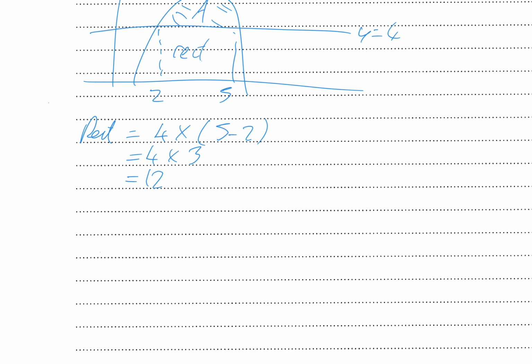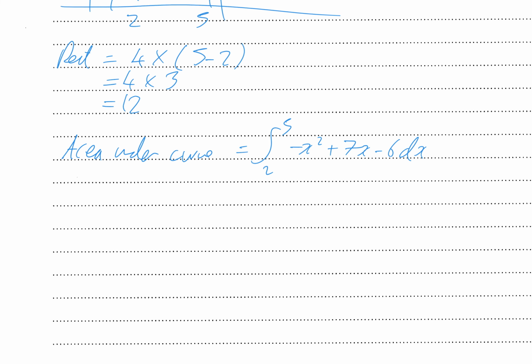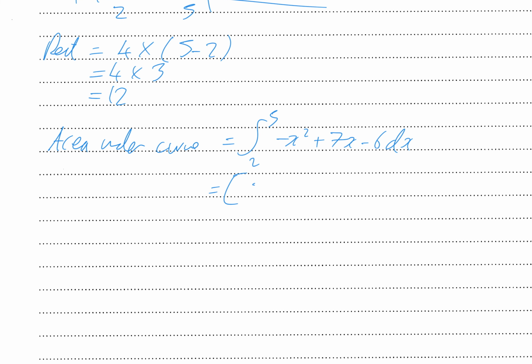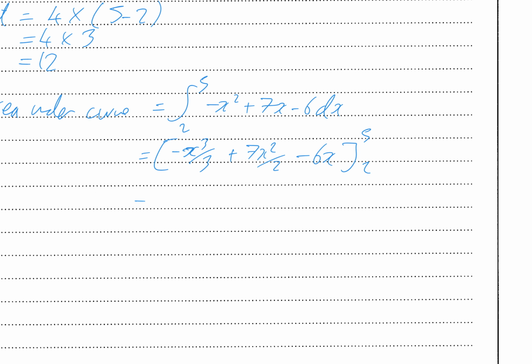Now the area under the curve is equal to the integral from 2 to 5 of minus x squared... what was my curve? Minus x squared plus 7x minus 6 dx. Integrate that, square bracket, that's going to be minus x cubed over 3 plus 7x squared over 2 minus 6x, and that's between 5 and 2.